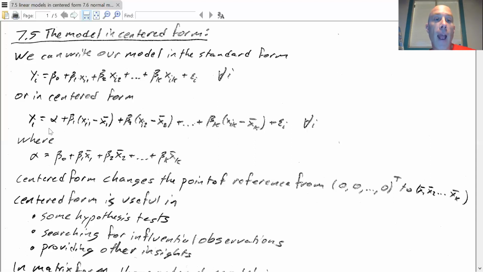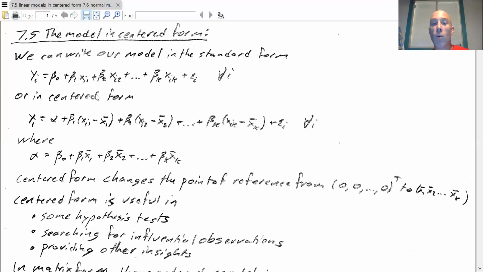But here I've got an alpha instead of a beta sub 0. Well, the alpha is beta sub 0 plus coefficient times sample average, coefficient times sample average, and down the line. If you take some time and look at this, you'll realize that if I replace alpha with this term and then distribute my betas, a whole bunch of betas and sample averages cancel out. Therefore, these are equivalent models. They're the same model, but they have different presentations.